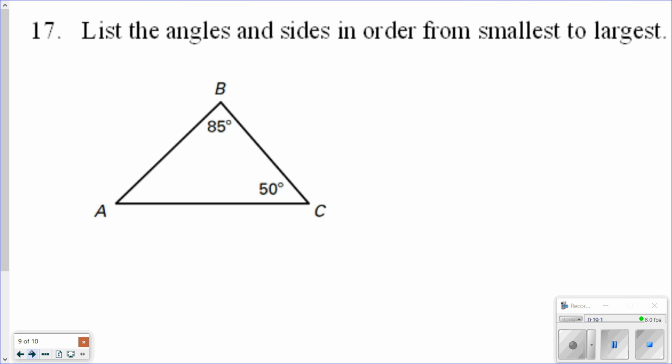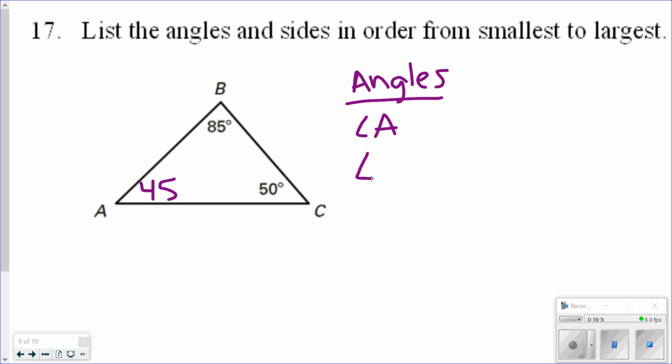List all the angles and sides in order from least to greatest. Well, first I need to figure out what is the measure of angle A. Remember, when you add up all the angles, it equals 180 degrees. So this has to be 45 degrees. So if I'm looking at my angles, the smallest angle is angle A. Then we go to angle C, which is our medium size angle, and our largest angle would be angle B.